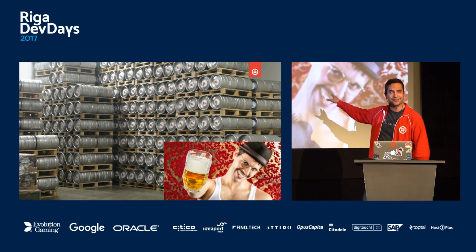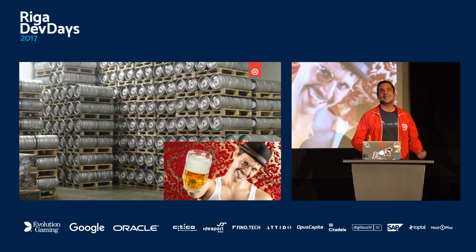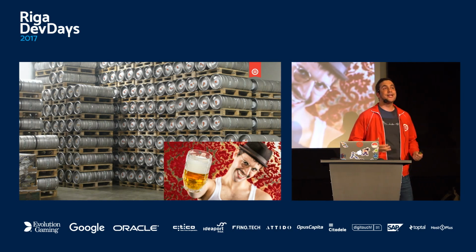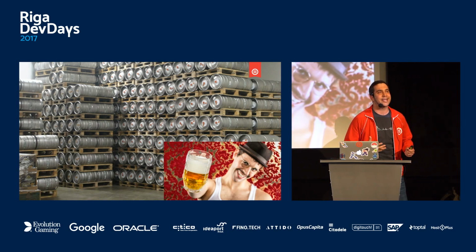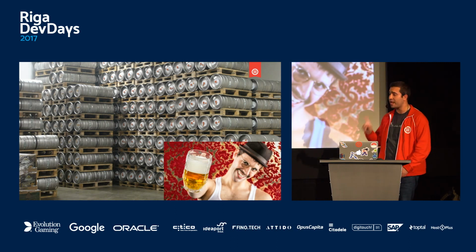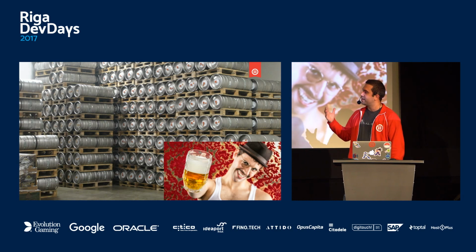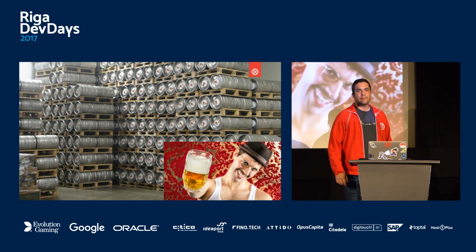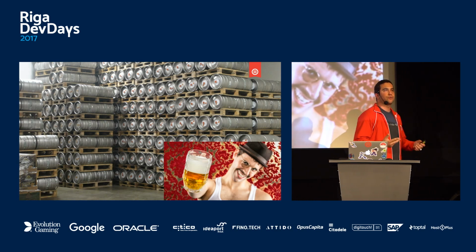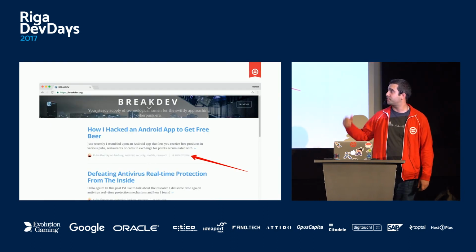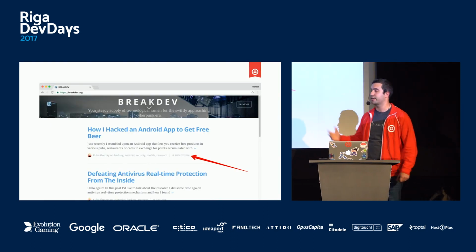This is not Kuba Gretzky drinking beer, by the way. But he got access to an unlimited amount of beer. And no one really knows how much beer he actually got access to. I know one thing about Kuba Gretzky, though. He hacked this application, and he decided to tell the world. And he did that through his website. So, how I hacked an Android application to get free beer.